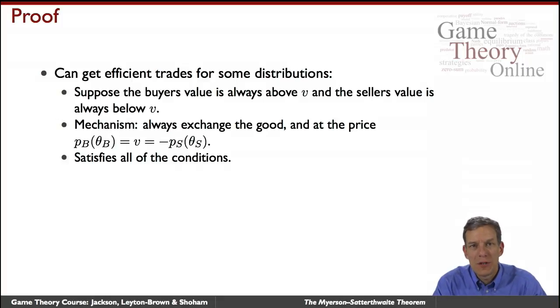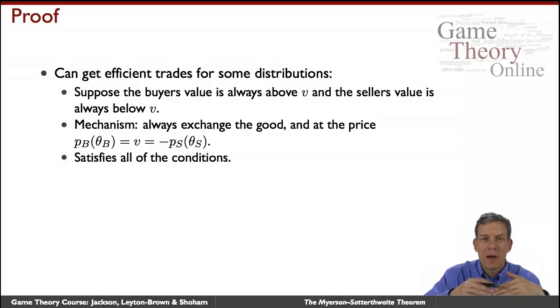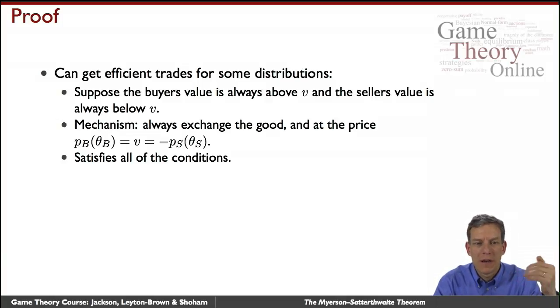There are some situations where you could get efficient trade. Let me just go through one to make clear what's going on here. Suppose that we were in a situation where the buyer's value is always above some value V and the seller's value is always below that. So there's some level V, and we know that buyers always value these cars more and sellers always value the cars less.